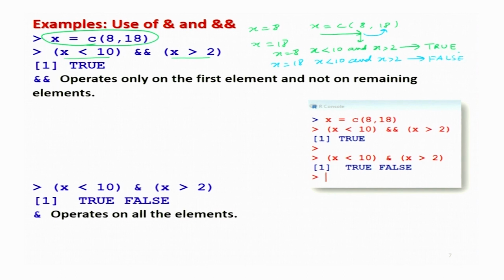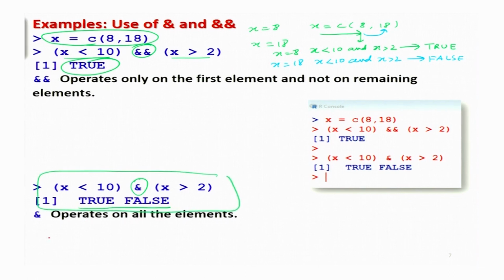But what do you observe? If you try to operate this on the R console here, and if you use the double AND operator, the answer is coming out to be true, only the first one. On the other hand, in case you try to choose the same x and operate the same condition with a single AND here, then the answer is coming out to be true and false. You can see here.